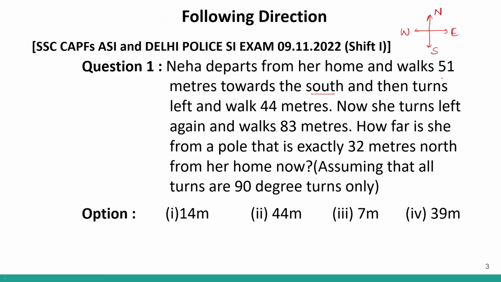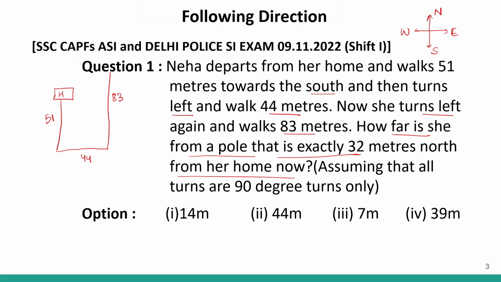So Neha departs from her home and walks 51 meters towards the south. So let's say Neha's home is over here. And she departs and walked 51 meters towards the south. Then she turns left. So left will be this direction and she walks for 44 meters. Now she turns left. So again she turns left and walks 83 meters. So let's say this is 83 meters. How far is she from a pole that is exactly 32 meters north from her home?